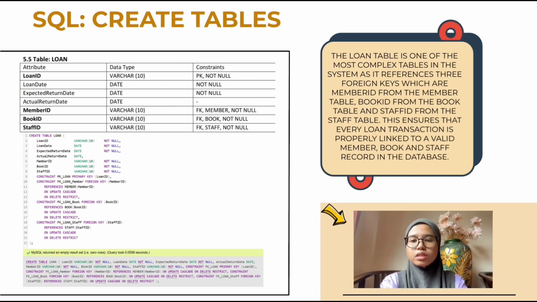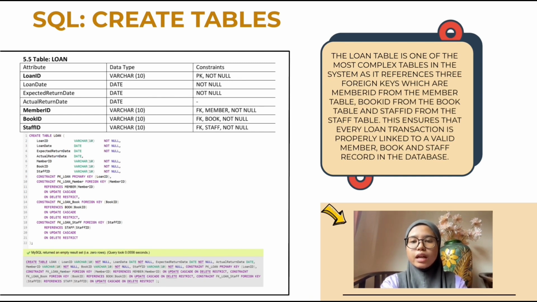To enforce referential integrity, we apply 3 foreign key constraints. First, member ID references the member table to ensure that every loan must link to a valid registered member. Second, book ID references the book table to ensure that only existing books can be borrowed. Third, staff ID references the staff table to ensure that every loan transaction is processed by a valid staff member.